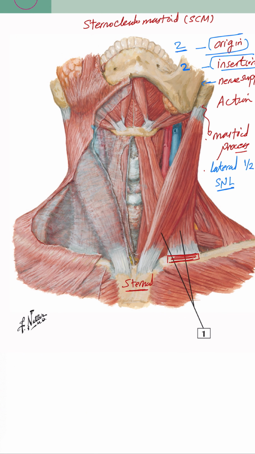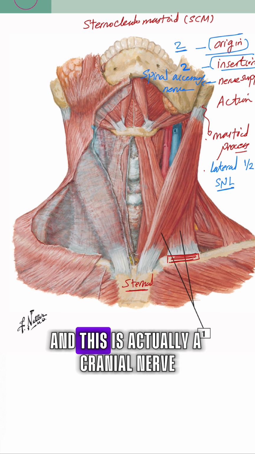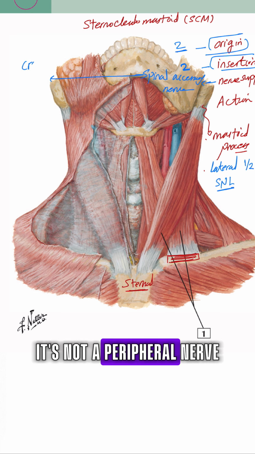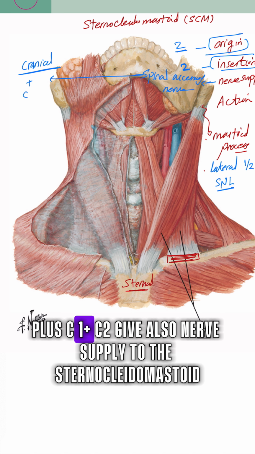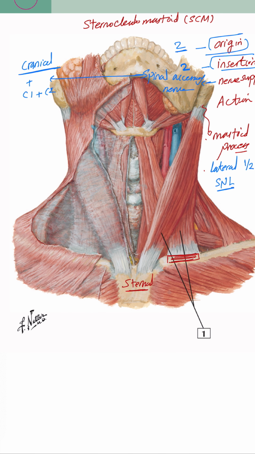The nerve supply is the spinal accessory nerve, and this is actually a cranial nerve. It's not a peripheral nerve. Plus C1 and C2 also give nerve supply to the sternocleidomastoid.